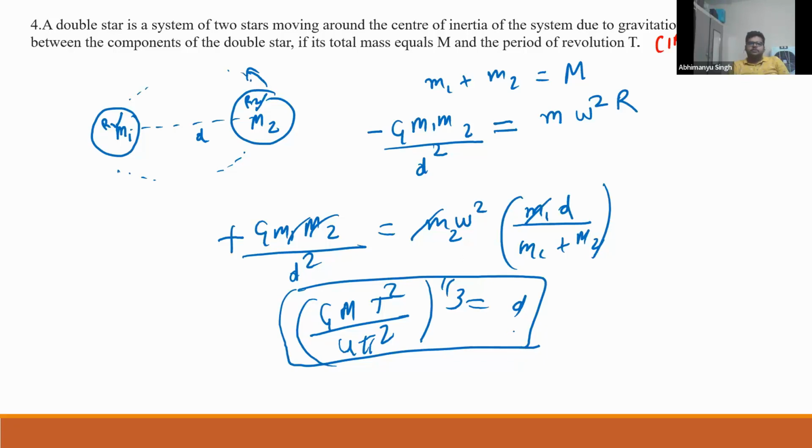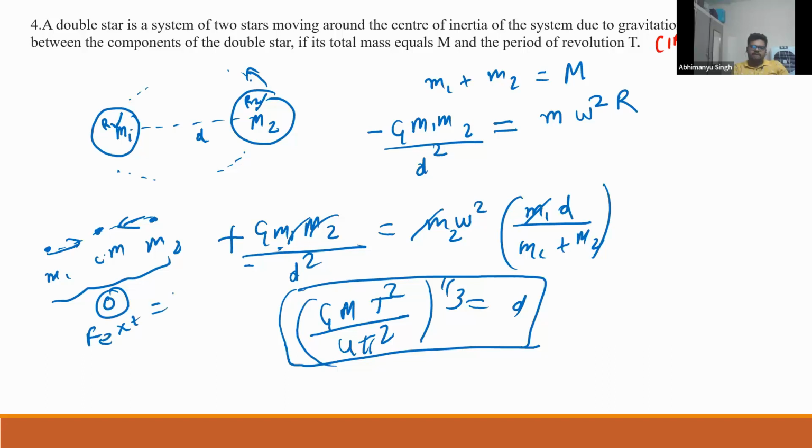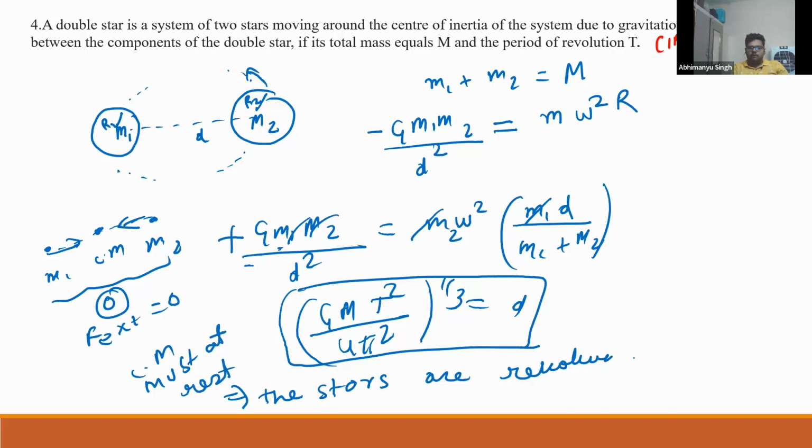Let me explain it. There are two particles, M1 and M2, and they are just applying force on each other. M1 is pulling M2 this way, M2 is pulling M1 this way, and the net external force is zero. So the center of mass of this system must remain at rest. That implies the stars are revolving around the center of mass of the system.